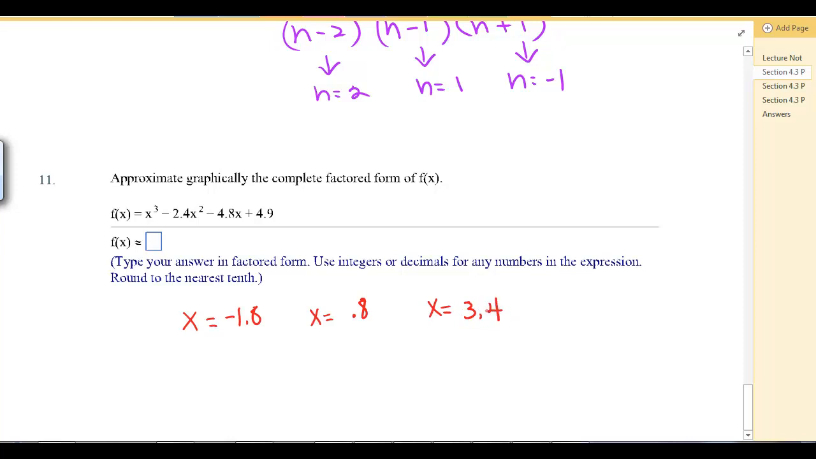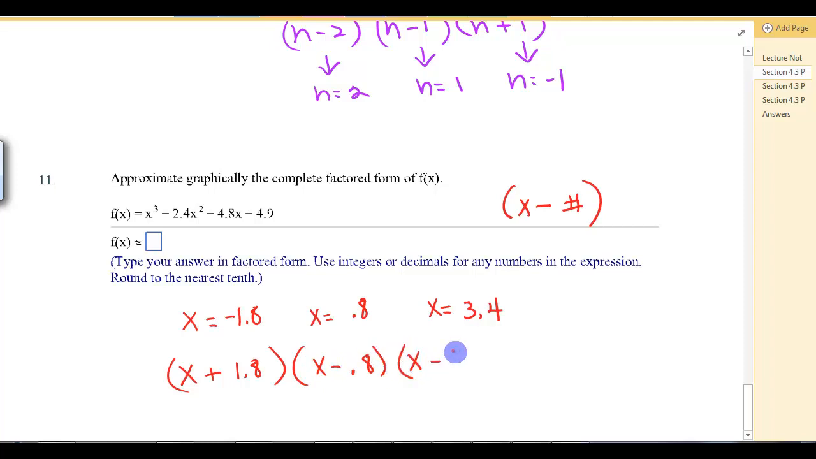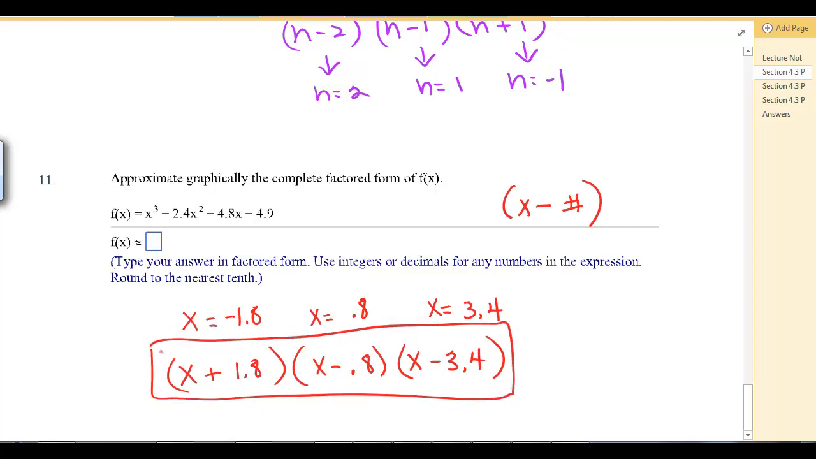All right, so I have the solutions, but it says type it in factored form. Remember, factored form is x minus whatever the solution number is. So this will be x minus a negative, so that'll be x plus 1.8 times x minus 0.8 times x minus 3.4. And that's what goes in the box. No commas in between. Those are factors. And that should get you going on 4.3.